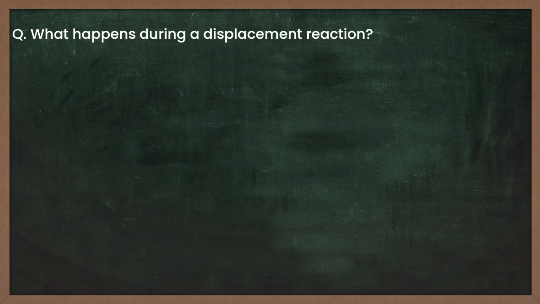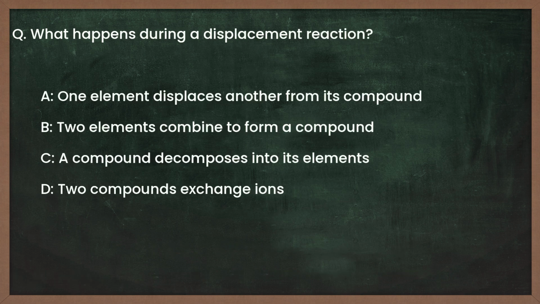Question: what happens during a displacement reaction? Option A: one element displaces another from its compound. Option B: two elements combine to form a compound. Option C: a compound decomposes into its elements. Option D: two compounds exchange ions. You have 5 seconds to answer the question.